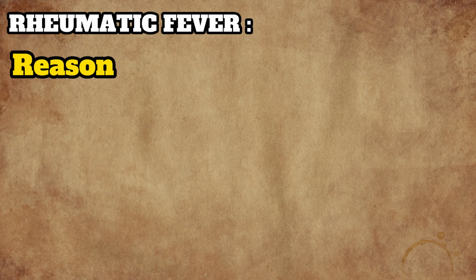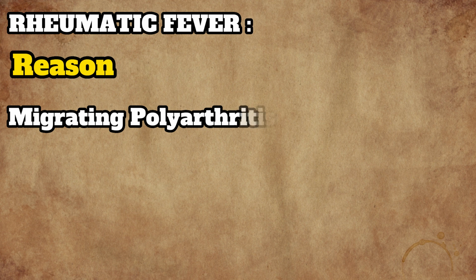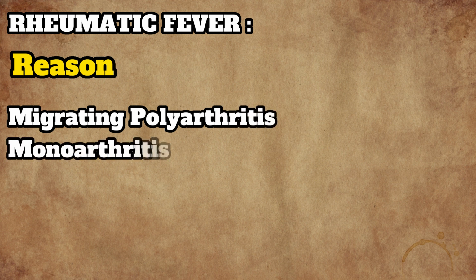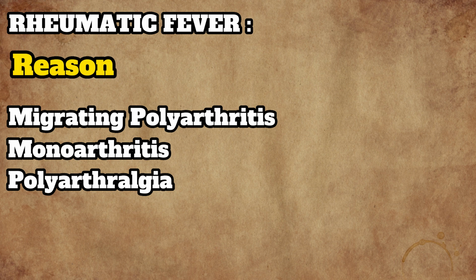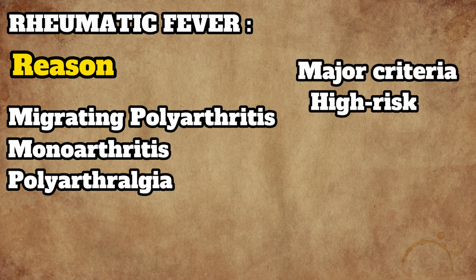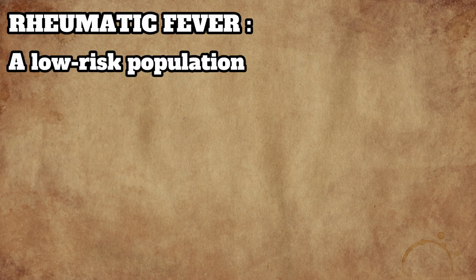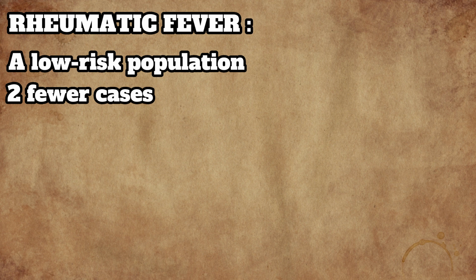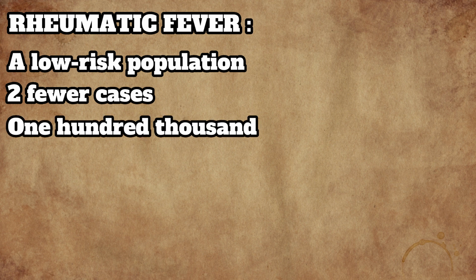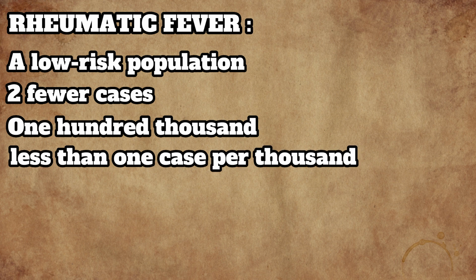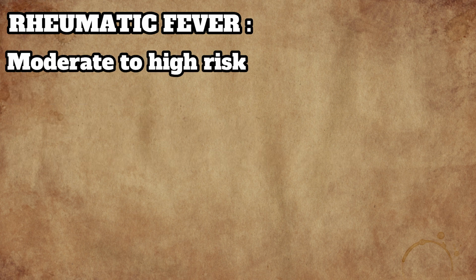The reason for this is that migrating polyarthritis is considered a major criterion in all populations, whereas monoarthritis and polyarthralgia are only considered major criteria in high-risk populations. Otherwise, they are regarded as minor criteria. A low-risk population is defined as having 2 or fewer cases per 100,000 school-aged children, or less than 1 case per 1,000 for all ages combined. Anything above this level is considered moderate to high risk.